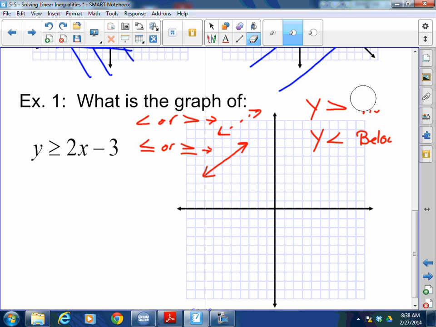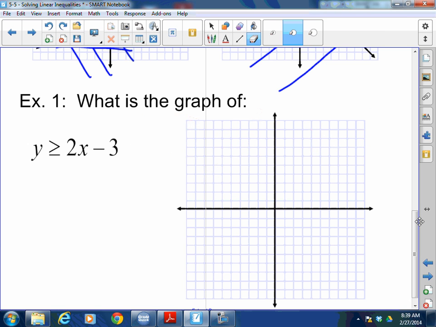So now that we've got all that out of the way, now it's Mickey Mouse time. y is greater than or equal to 2x minus 3. What is the graph of this linear inequality? What is the y-intercept, please? Excellent. So I go down 1, 2, negative 3. Awesome. What is the slope? So I'm going to go up 1, 2 over 1 to the right, up 1, 2 over 1 to the right, up 1, 2 over 1 to the right.